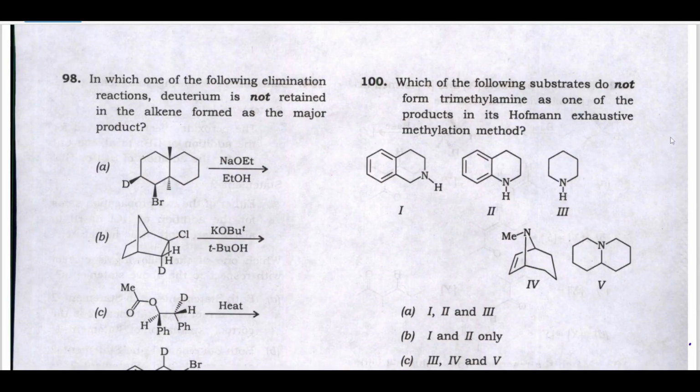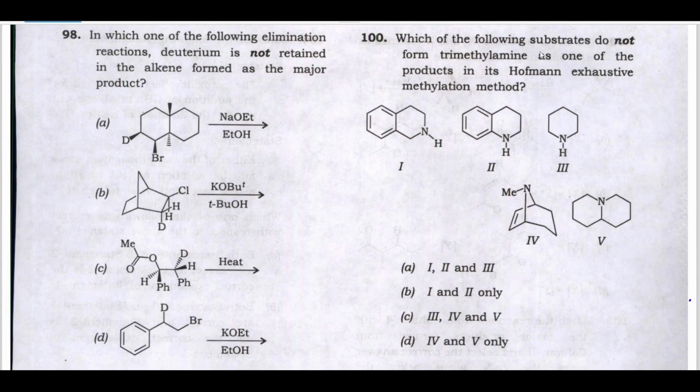Now come to the 100th question. In this, they asked which of the following substrates don't form trimethylamine as one of the products in its Hofmann exhaustive methylation method. I'm repeating, which of the following substrates don't form trimethylamine as one of the products in its Hofmann exhaustive methylation method? First of all, we have to know about the Hofmann exhaustive methylation method.